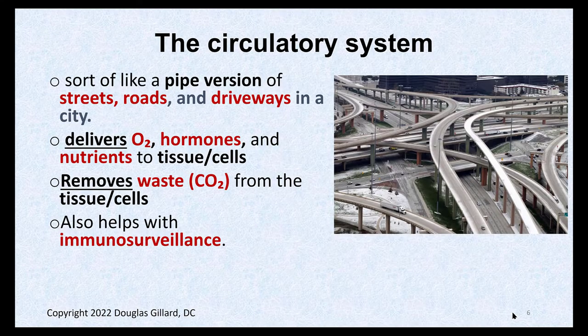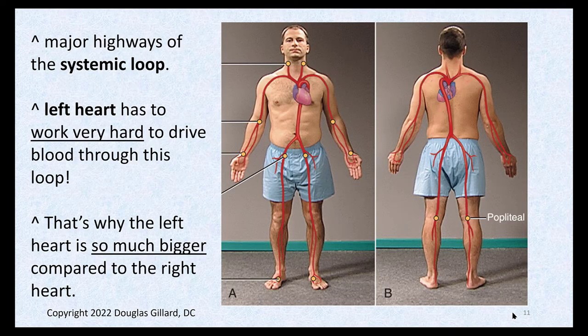So let's just review the circulatory system. Of course, circulatory system, where's a picture of it? There's a good picture. These are the main pipes and highways of the body. The main pump is the heart. The heart pumps blood through every nook and cranny of the body, through the big vessels, but they get smaller and smaller and smaller until you get into the microcirculation, which is the arterioles, capillaries, and venules.